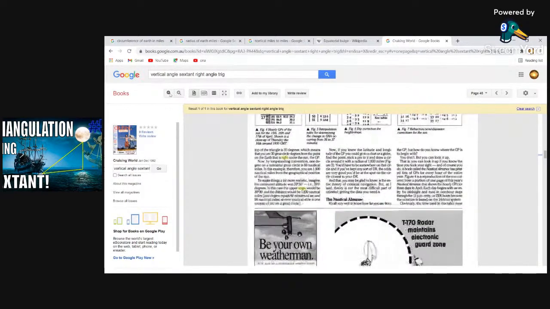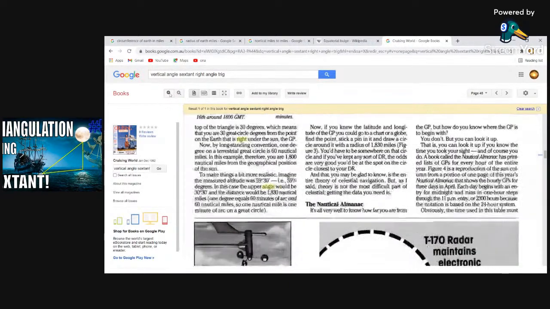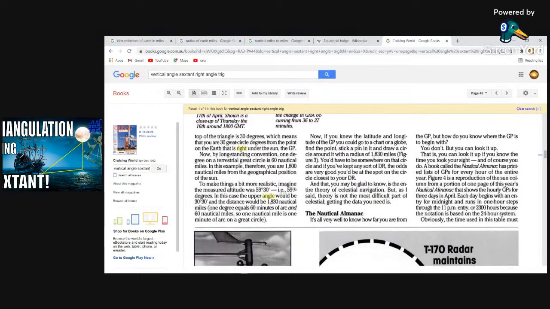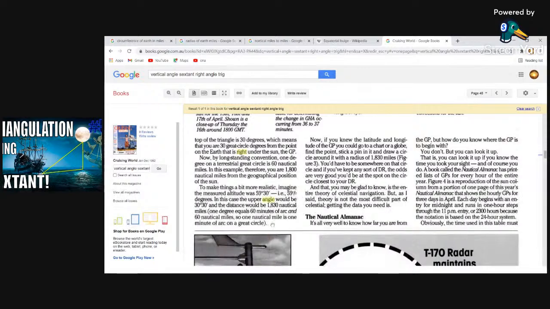Alright, this is the bit that I didn't take the screenshot of. So here we go. The top of the triangle is 30 degrees, which means that you are 30 degrees on the great circle from the GP point of the Earth. So here we go. 1 degree equals 60 miles of arc, 60 nautical miles. So 1 nautical mile is 1 minute of arc on the great circle. So there's that claim again about the 60 nautical miles every degree.